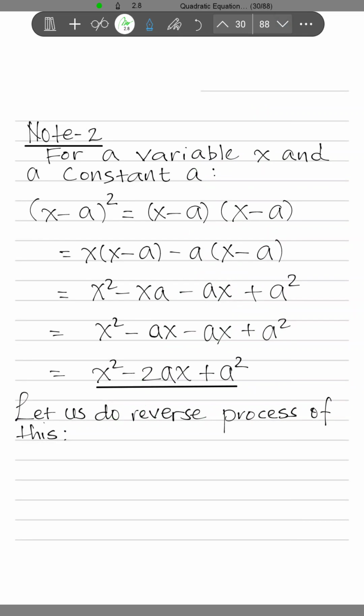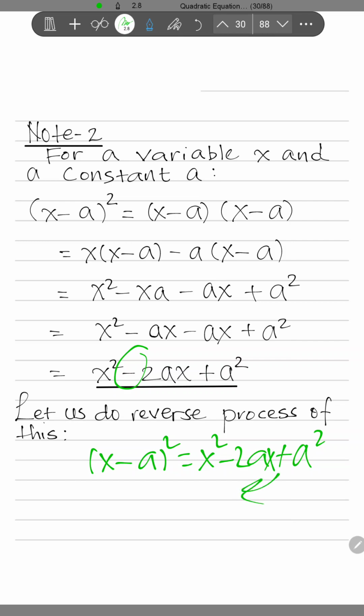Let's see the next one. Here I have another property. The previous one is all about x plus a the whole square. The next one is x minus a the whole square. The only difference is this part here. So x minus a squared is equal to x squared minus 2ax plus a squared.